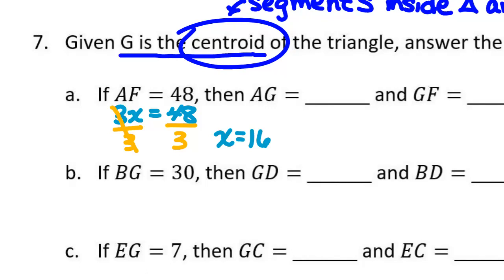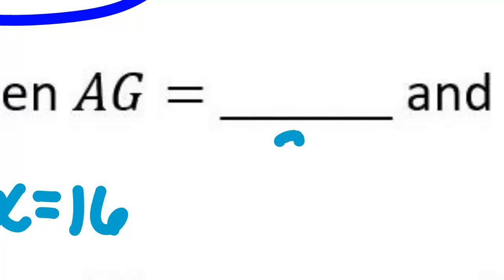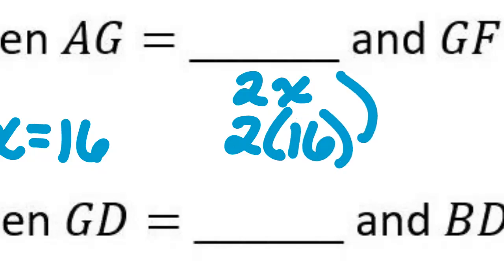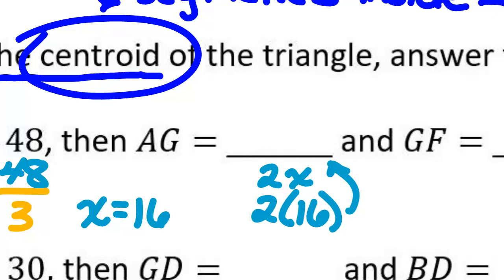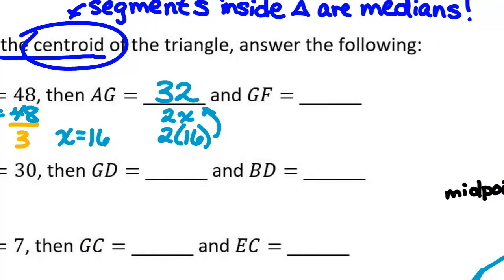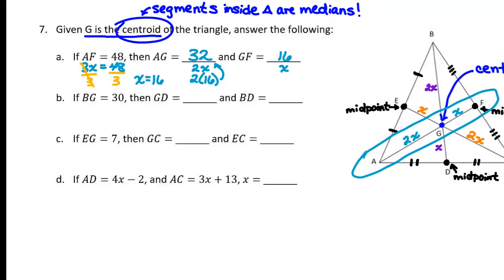Now I'm supposed to figure out the size from A to G. How did we have that marked on the picture? From A to G is x or 2x? From A to G is 2x. And we just said that x was how much? 16. So I do 2 times 16. What is 2 times 16? 32. What about from G to F? That's just 16. This one is x, so that is just 16.